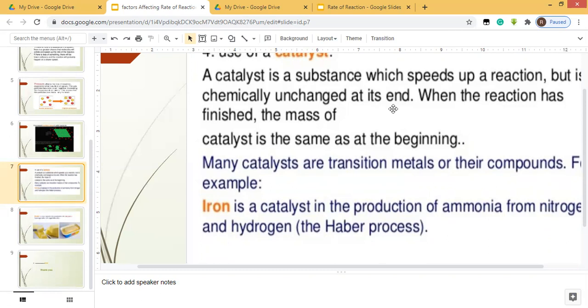So a catalyst is a substance which speeds up the reaction but is chemically unchanged. It remains the same at the end of the reaction. When the reaction is finished, the mass of the catalyst remains the same as it was in the beginning, and many catalysts are transition metals or their compounds. For example, iron is a catalyst in the production of ammonia from nitrogen and hydrogen in the Haber process.